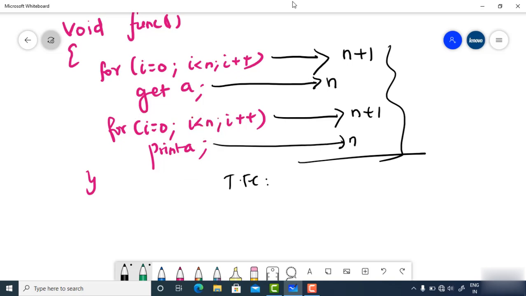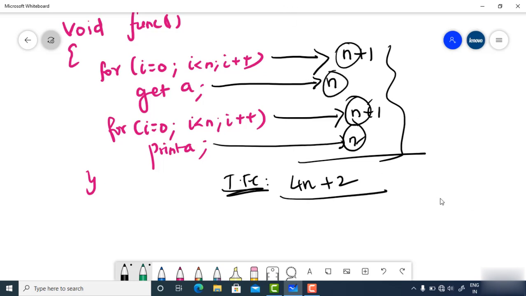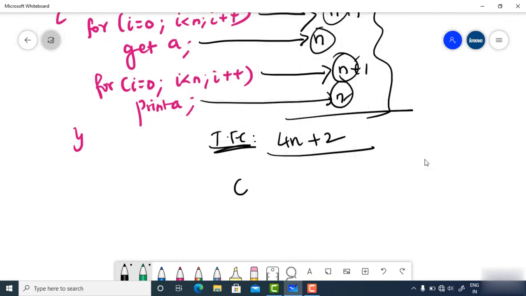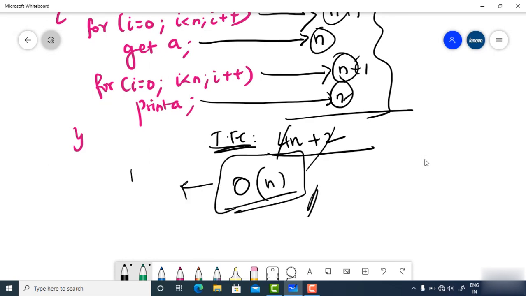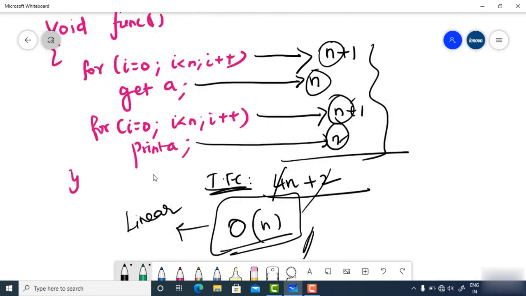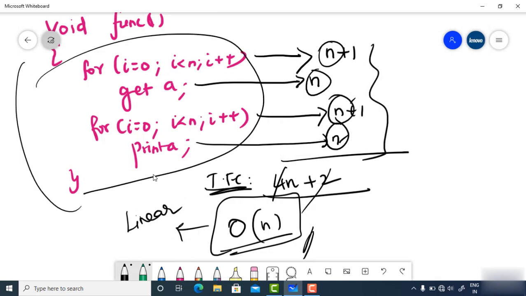So the total frequency count is you have to add all the numbers. So n, 2n, 3n, 4n, so 4n plus 2. What is the big O? Big O is you have to ignore 4 and 2, so big O is O of n. That is the linear time complexity. So this program will take linear time.